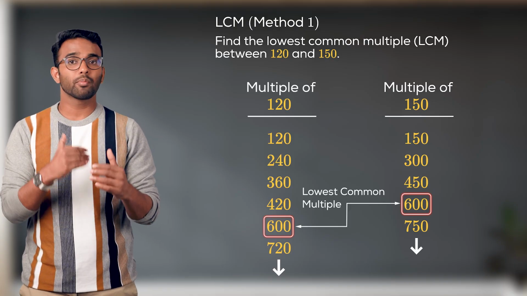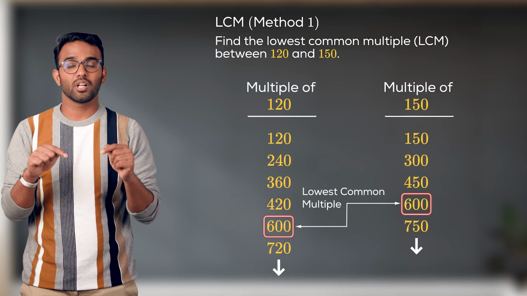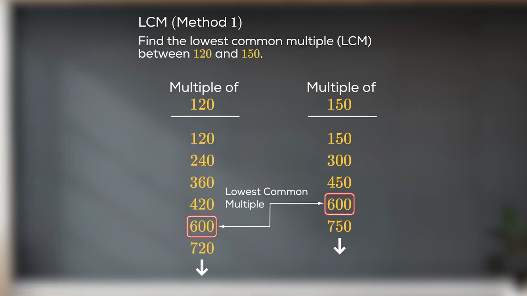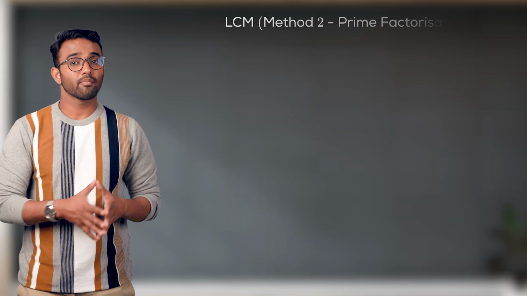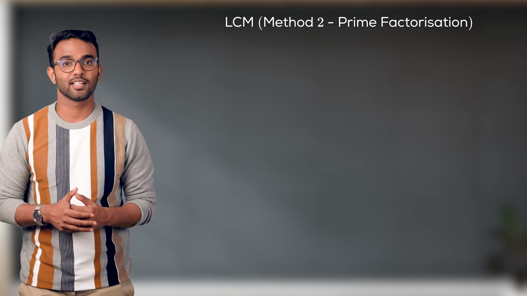In this method, you keep writing multiples of both numbers until you find the common multiple, which is the first common multiple in both sets. And it's straightforward. Now on to the second method, which uses prime factorization. Here is how it is.